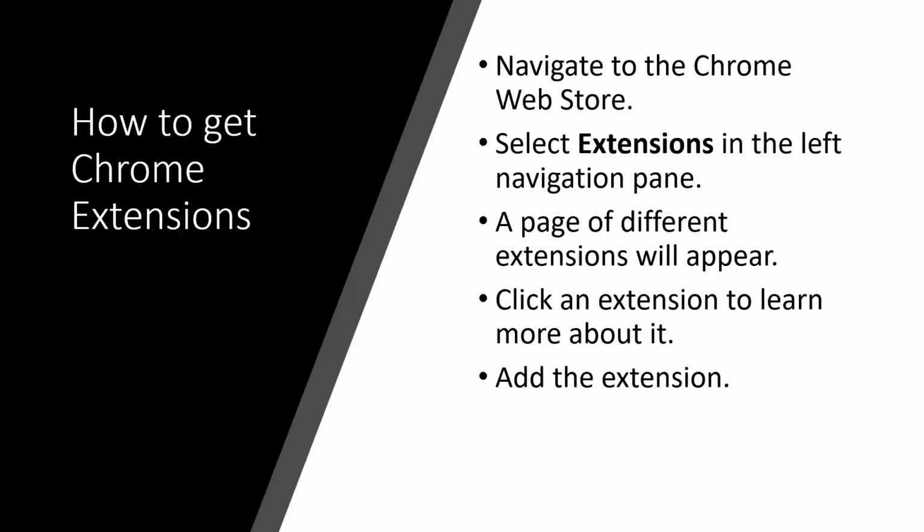It's super easy to get them. You are, of course, going to go to the Chrome Web Store, and then you're going to select extensions in the left navigation pane. Each extension has a different page that will explain to you the user ratings for the extension. It'll show you some screenshots and things of that nature. Once you feel like you want to download the extension, you can go ahead and add it. It'll verify that you want to add the extension, and then you should be able to use it from there.